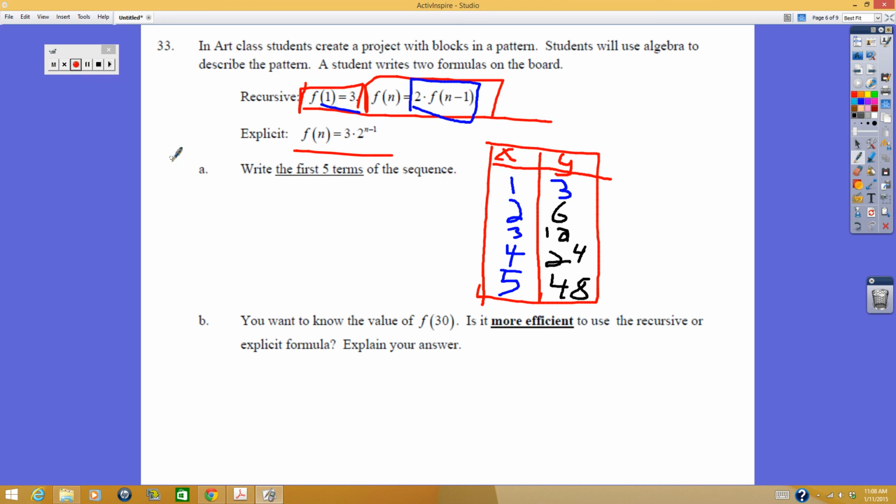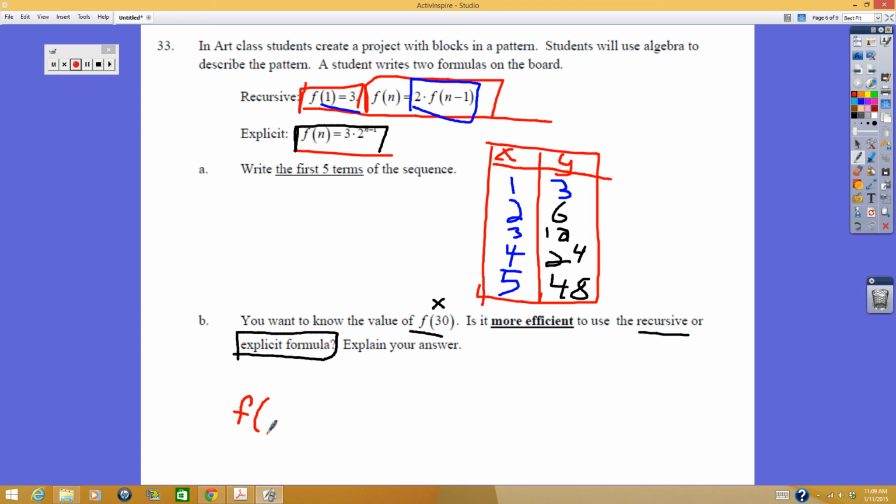That's A. For B, you want to find the value of f of 30. Just like function notation, know that x is inside. And it is more efficient to use the recursive or explicit formula. If you do the recursive formula, you're literally going to have to multiply by 2 like 29 times to keep multiplying all the way down to find out what the 30th term is going to be. It is not efficient. What is efficient is using the explicit formula. Because with this explicit formula, you just plug in the value for n, or what we know as x usually.